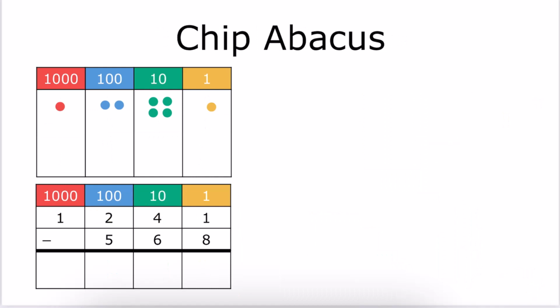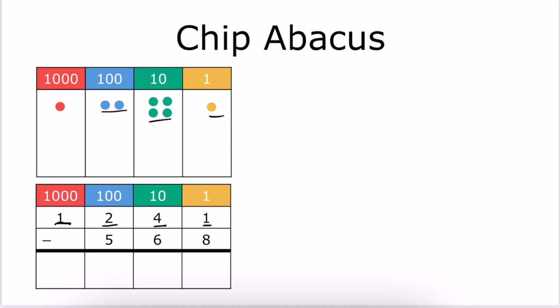And you can also use a chip abacus as a more abstract way of visualizing this same process. So after you've shown your students how to do it with base 10 blocks, you can have them practice it on their own with a chip abacus. And they could go through and solve this problem by saying, okay, if I have 1,000, then I should have 1 chip in my thousands column. If I have 2 hundreds, I should have 2 chips in my hundreds column. 4 tens, 4 little chips in my tens column, and 1 is 1 chip in my ones column.